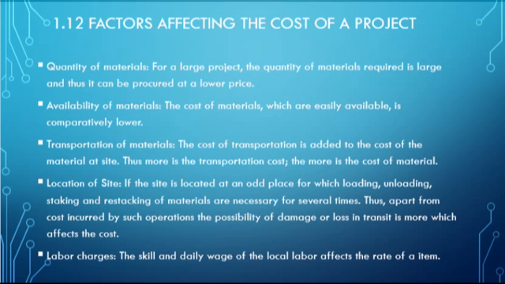Availability of material. Suppose for the construction of a road, for earthwork of embankment, if your material, that is soil, is available nearby the site for the embankment, then this will reduce the cost. Next, transportation of the material. As I earlier discussed, if the transportation cost of the material is less, then your estimation cost is less.